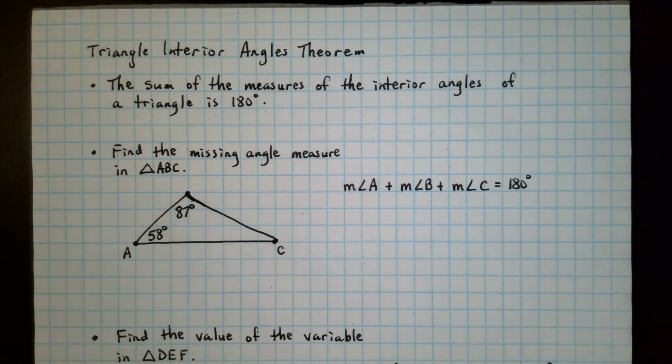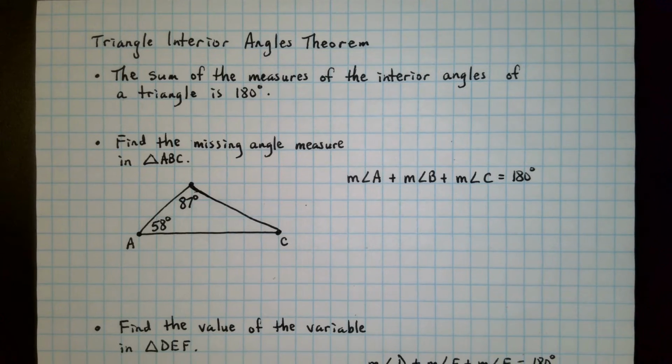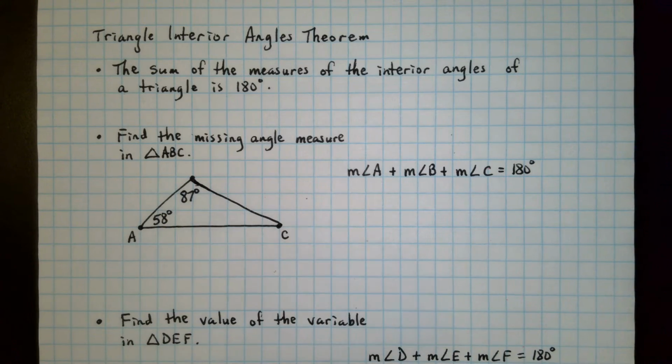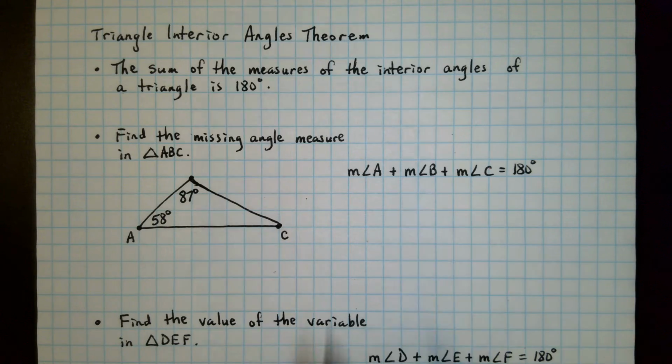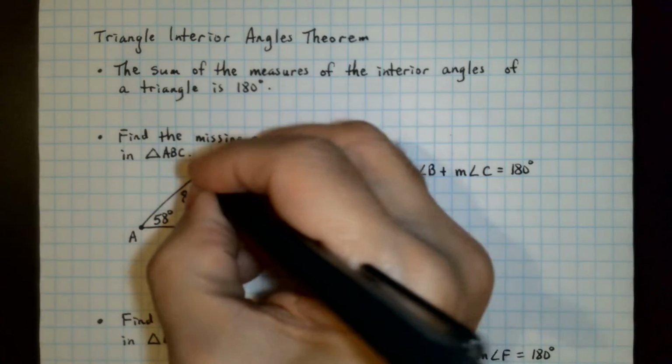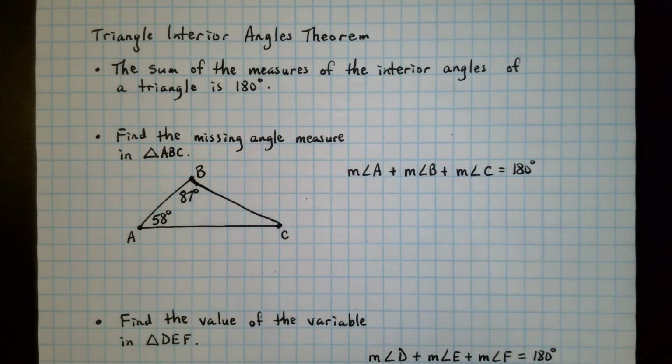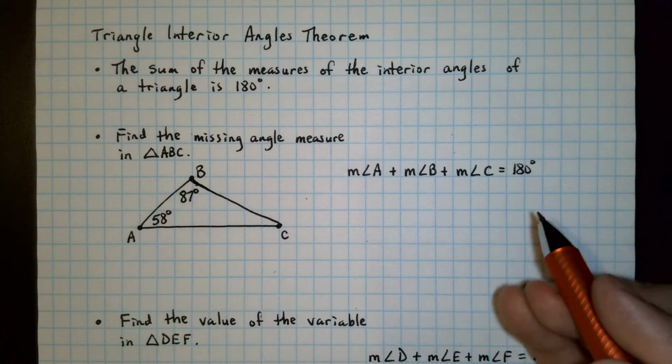When trying to solve problems that involve angles inside of a triangle, it's important to remember that the sum will always be 180 degrees. In the first example that we have here, we are given two of the values, all with numbers, and we know the relationship will be that the measure of angle A plus the measure of angle B plus the measure of angle C will have to equal 180 degrees.